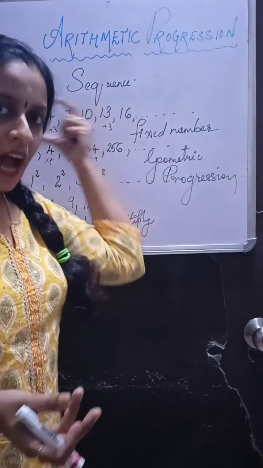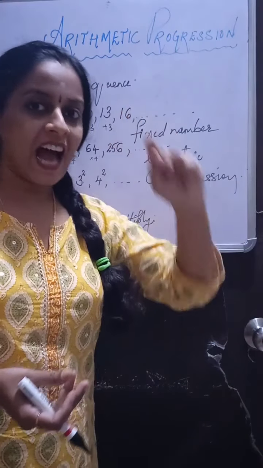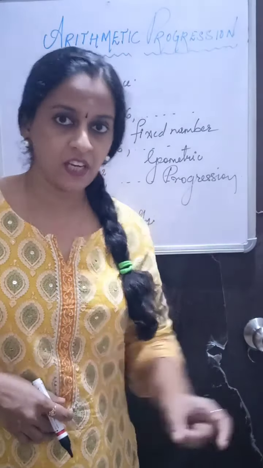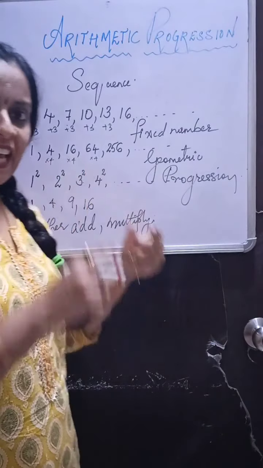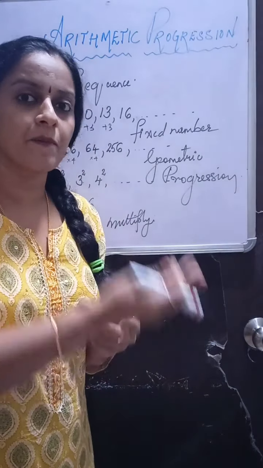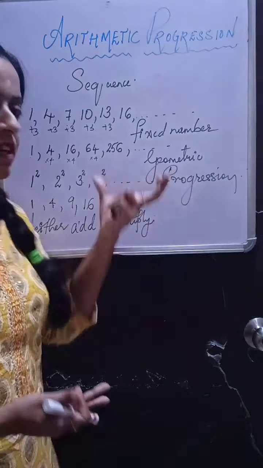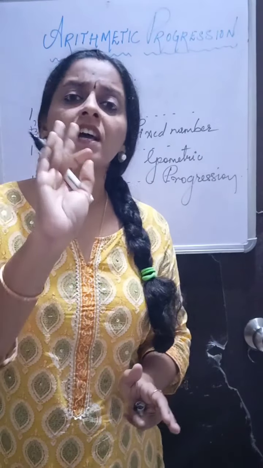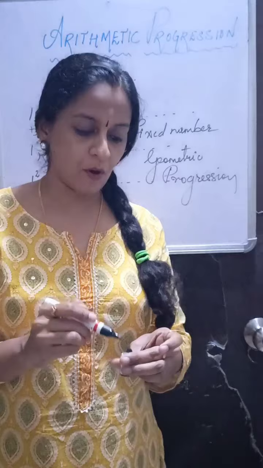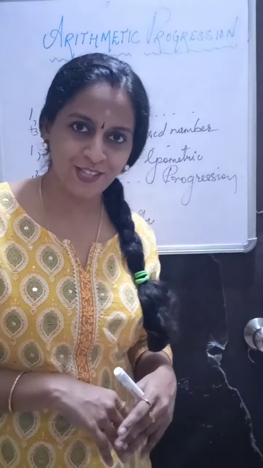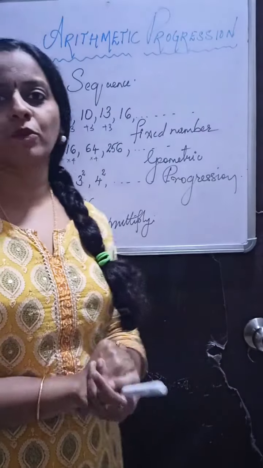Okay? When you add a fixed number, that type of sequence is called an arithmetic progression. When you are multiplying each term by a fixed number to get the next term, that type of sequence is called a geometric progression. Just to understand what a geometric progression is, next year you will be learning more about it. So this year we will be completely focusing on arithmetic progression.